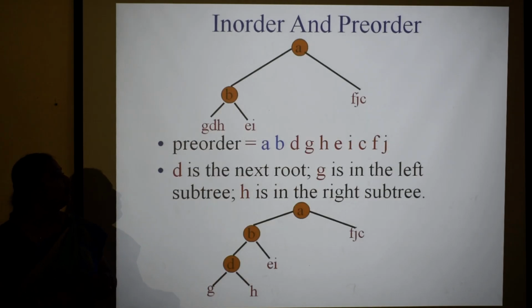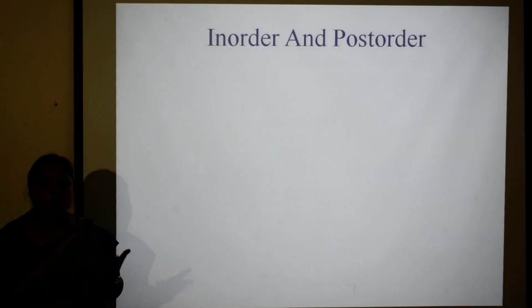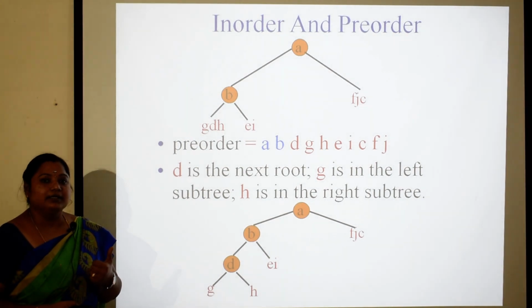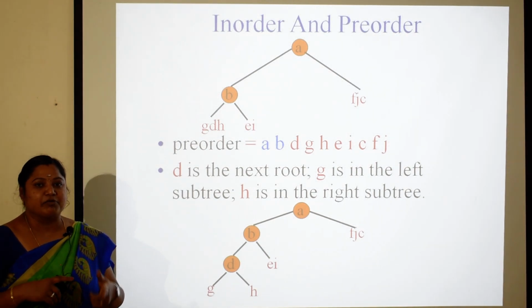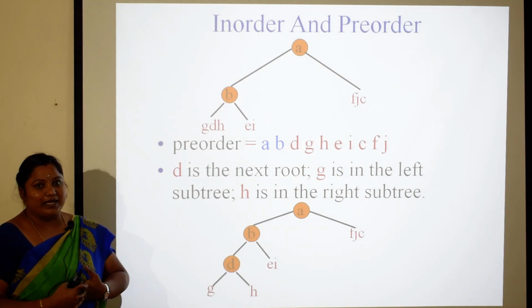So this is how, if we are given two order sequences, we can make a binary tree structure. If a binary tree structure is given, we can make an expression. So vice versa we can do it.